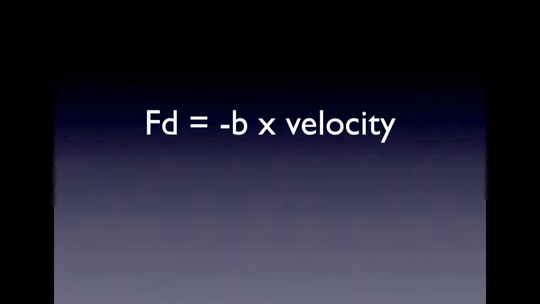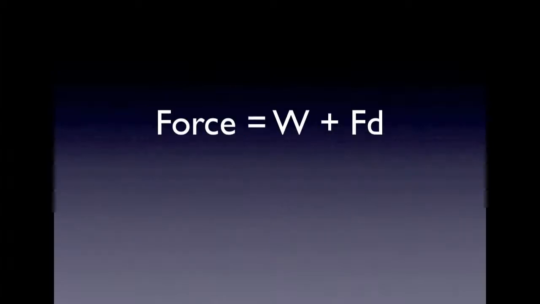In order to represent air resistance, some minor changes have to be made to the code within the computational model. The drag force is proportional to the velocity. Therefore, the drag force can be represented by the equation Fd equals negative b times velocity. When factored into the force equation, net force can be represented as F equals W plus Fd, where W is the weight force and Fd is the drag force.